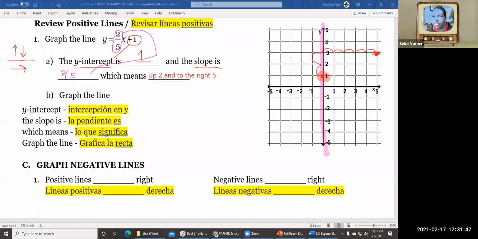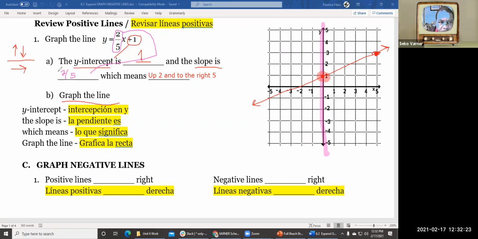So now that we have our 2 points, it says graph the line. Okay. Graph the line. Or grafica la recta. All right. So look, here's the points, and I want to put a line that goes through both points. It's going to look a little crazy, but that's it. Okay, good. So now this is a positive line.